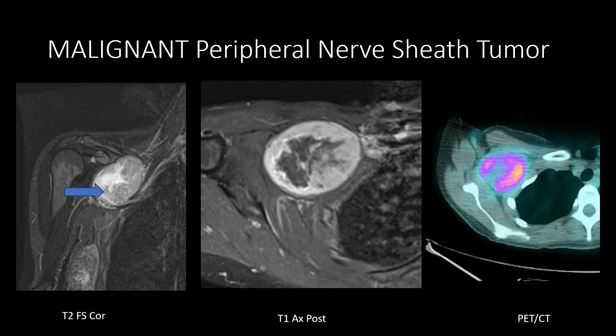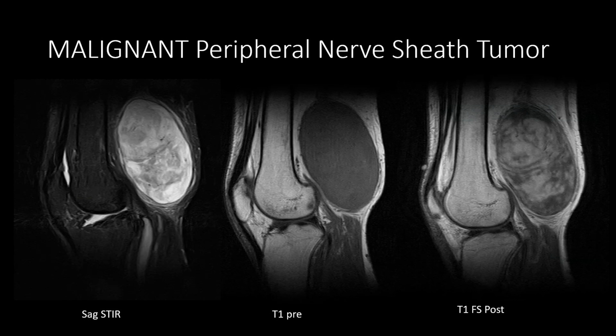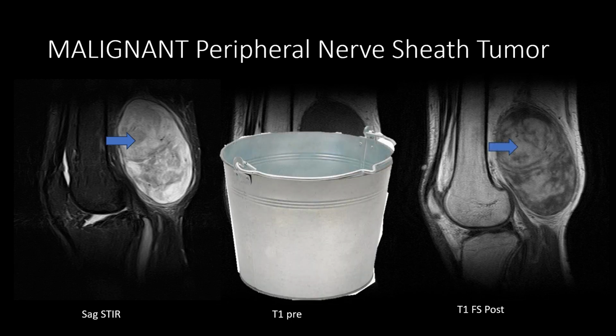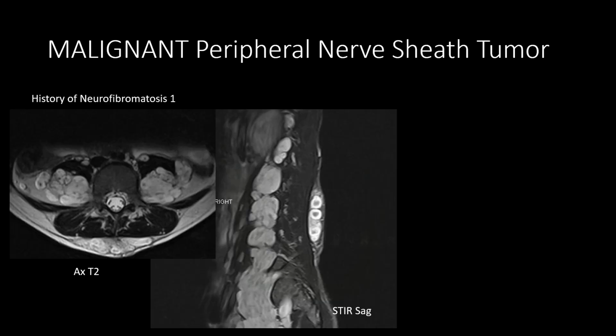Here's another example in the brachial plexus. Lots of central necrosis, PET avidity. So looking just like any other big bad sarcoma, probably going to throw this in the bucket and get a biopsy. Here's a neurofibromatosis 1 patient. You can see these plexiform neurofibroma. I want to draw your attention here to this psoas lesion.